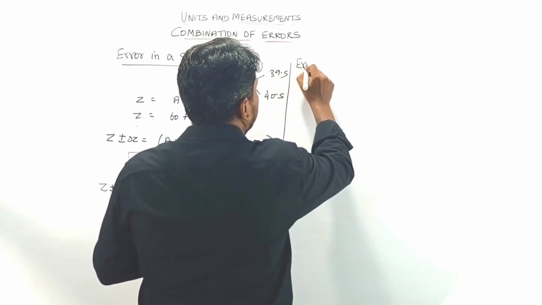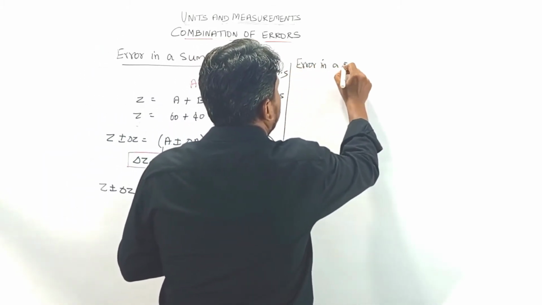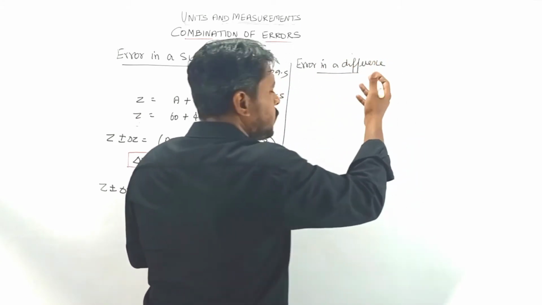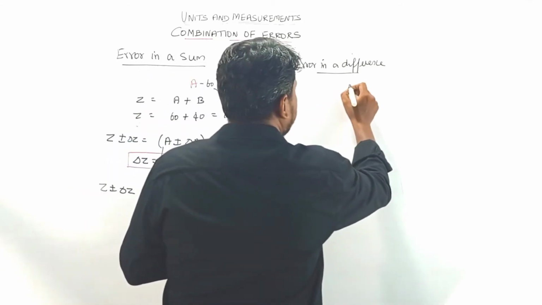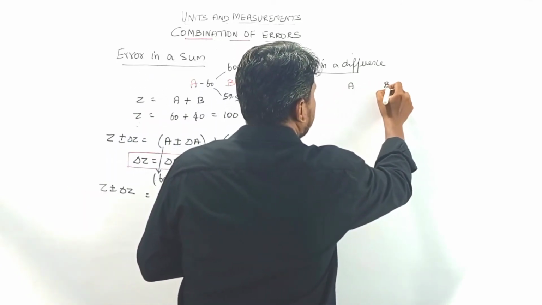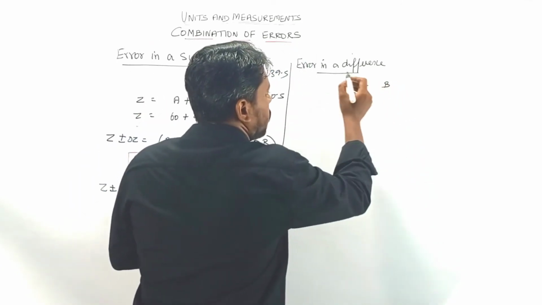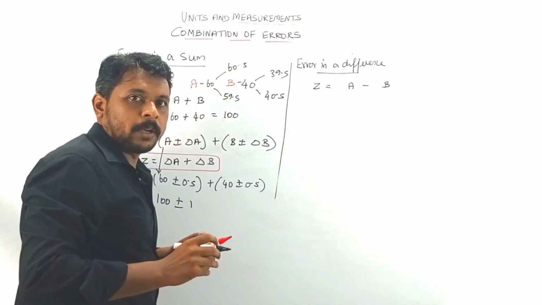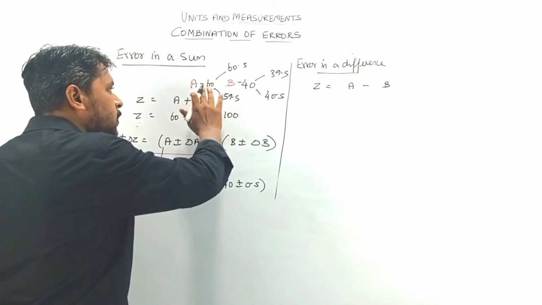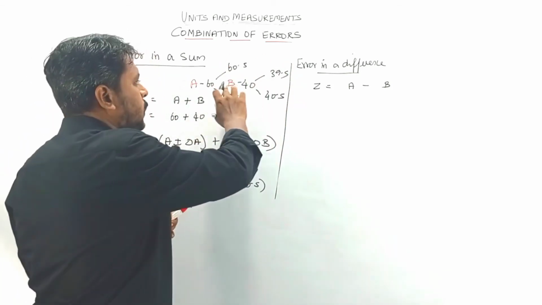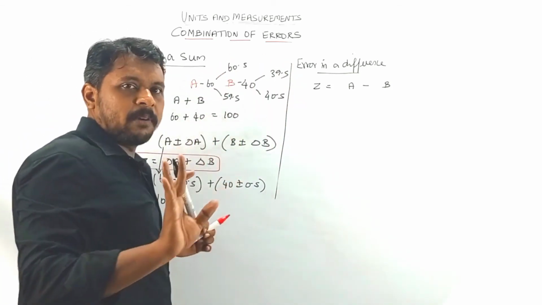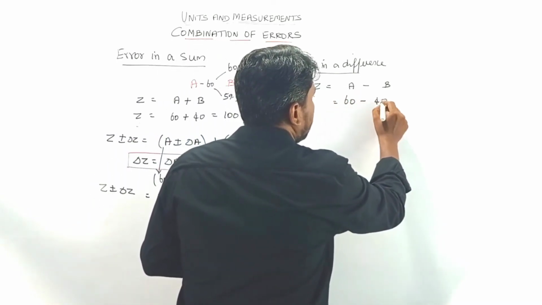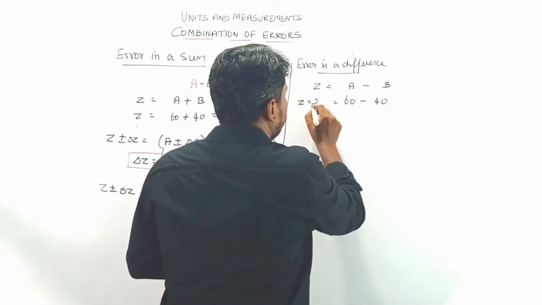Similarly, you can do the same process for a difference, error in a difference, that is, while subtracting two values. Again I am taking the same values A and B. Subtraction, A minus B, I am taking it as Z. Let us take the values of A and B as again 60 and 40, with the same errors, 60.5 and so on. What is 60 minus 40? Here the value of Z will be 20.